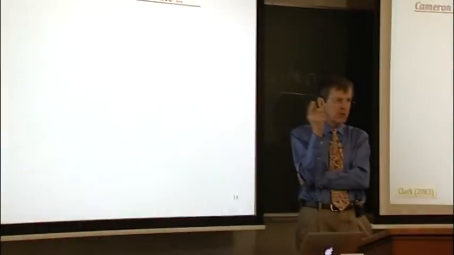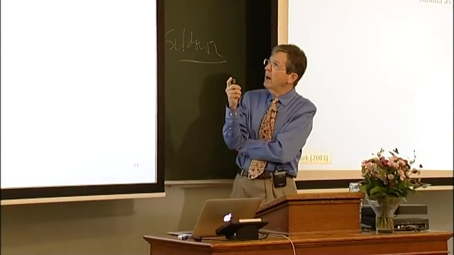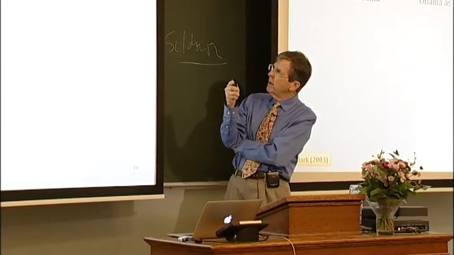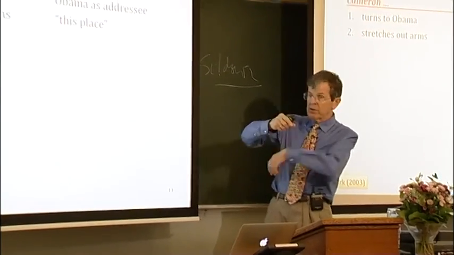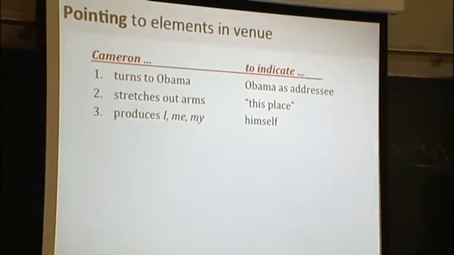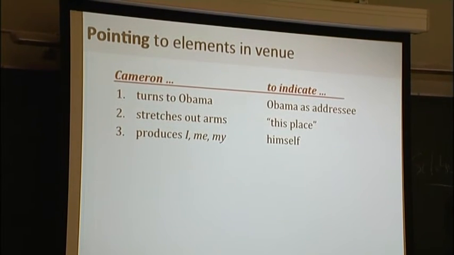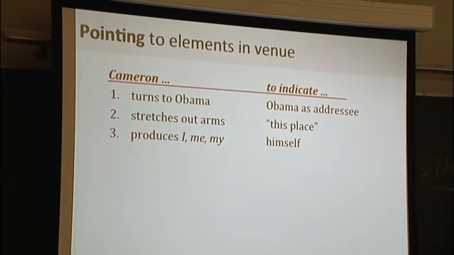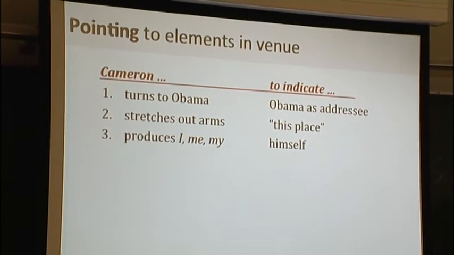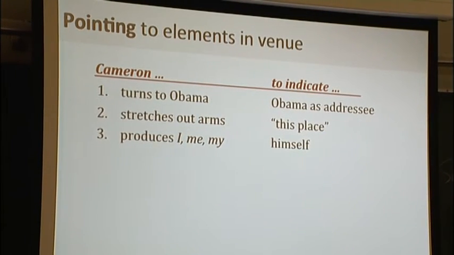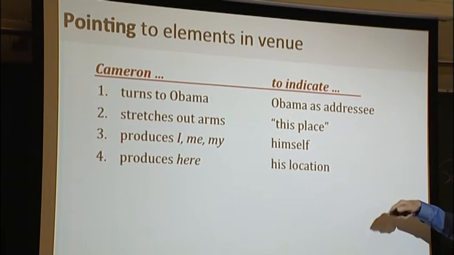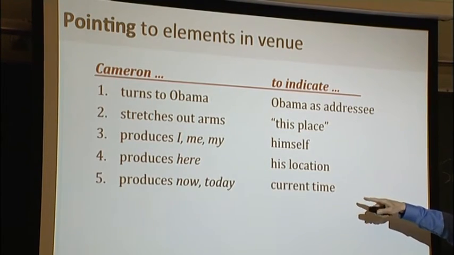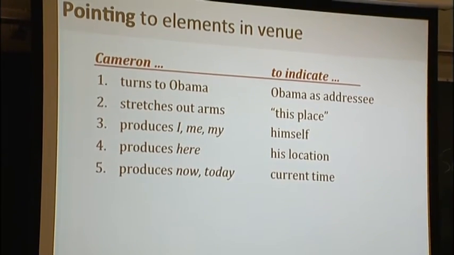Well, the obvious ones are pointing. So Cameron turns to Obama. He stretches out his arms and says, this place. He produces I, me, and my, and as I talked about yesterday, these are ways of anchoring himself, his talk, to himself. He produces here for his location, produces now and today. These are pointers.